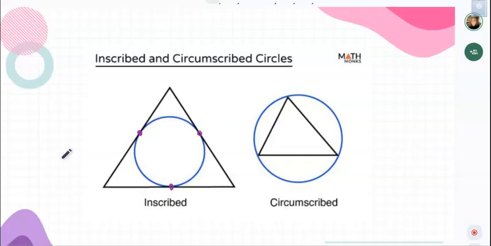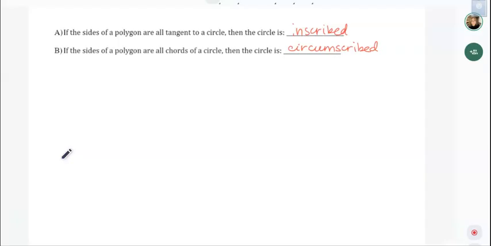Eric, can you read B for us? The sides of the polygon are all chords of the circle, and the circle is. So here we have a chord, and another chord, and another chord. So this is called circumscribed. Think about circumference: it goes around, so it's going around the polygon. Circumscribed. So A was inscribed, B was circumscribed.